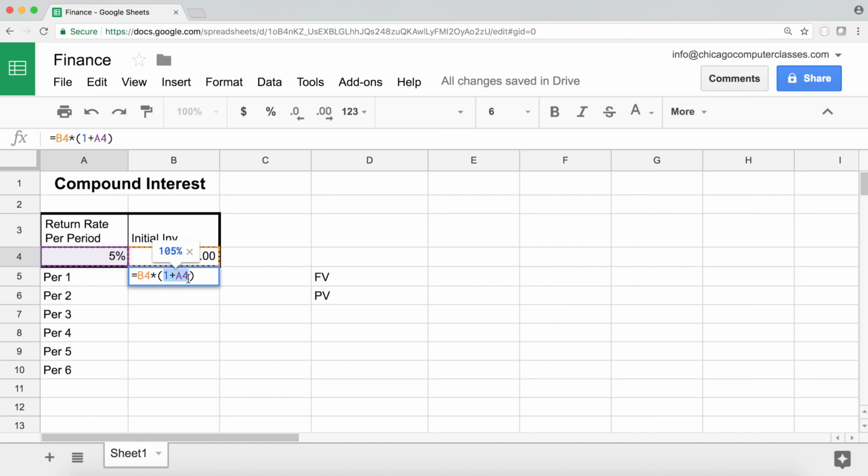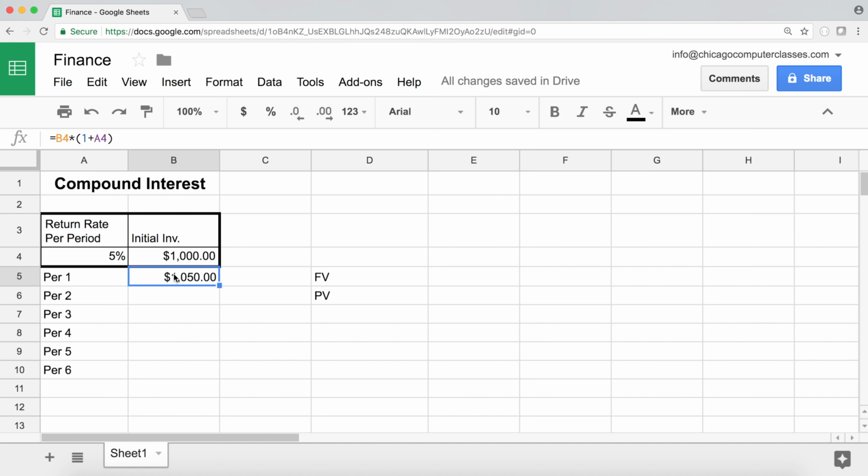So if we multiply that 105% by our B4 cell, which is our initial dollar amount, which is $1,000, we should now get the new amount as an end result. So I'm going to go ahead and hit enter. And you can see if we increase $1,000 by 5%, we get $1,050.